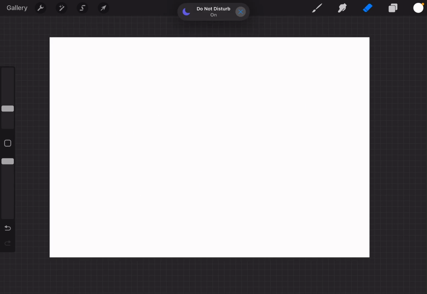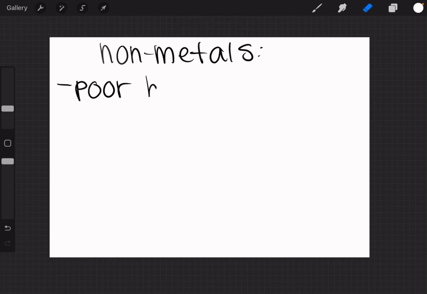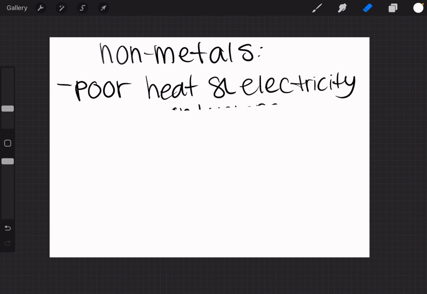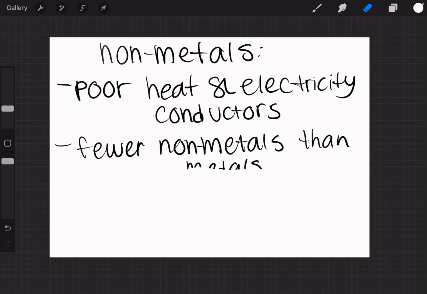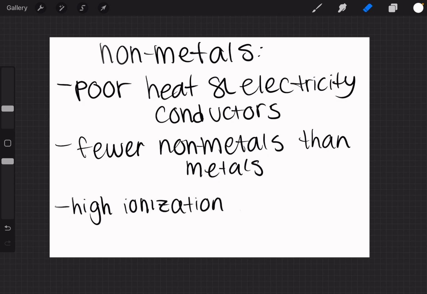Contrasting metals, they're nonmetals, which have poor heat and electricity conduction, unlike metals, and there are fewer nonmetals than metals on the periodic table, and nonmetals have high ionization energies.